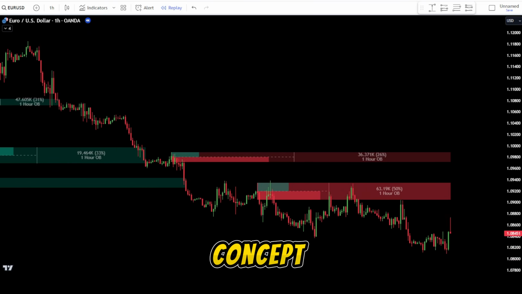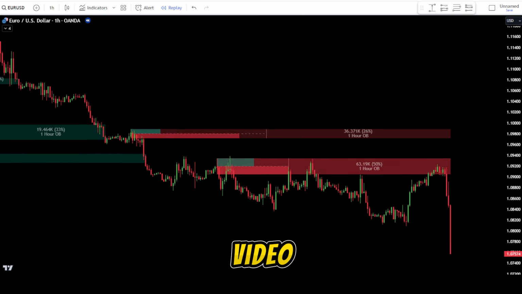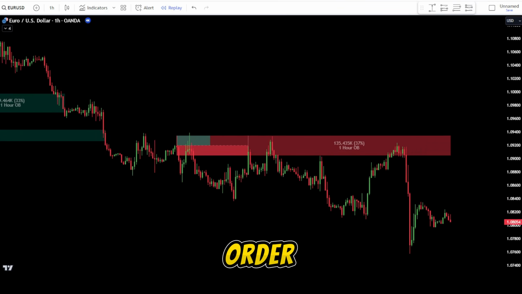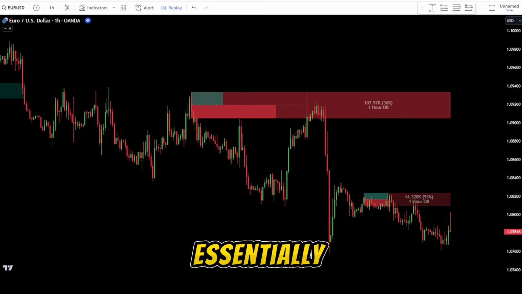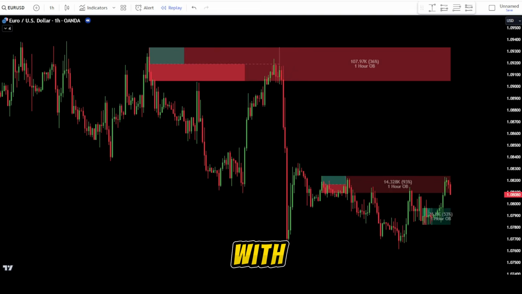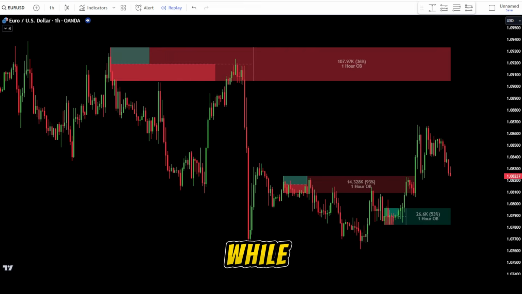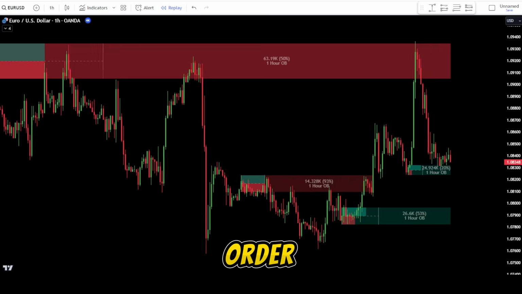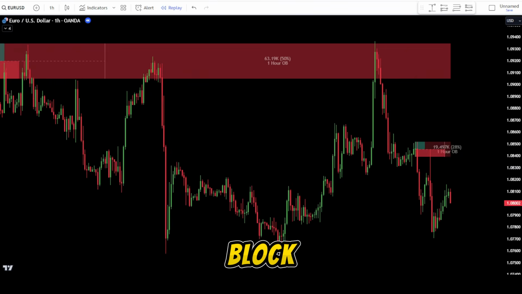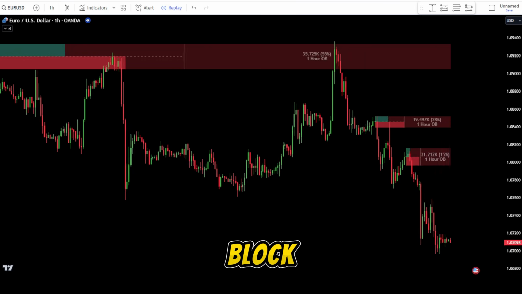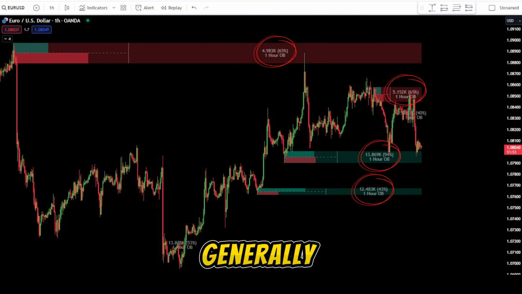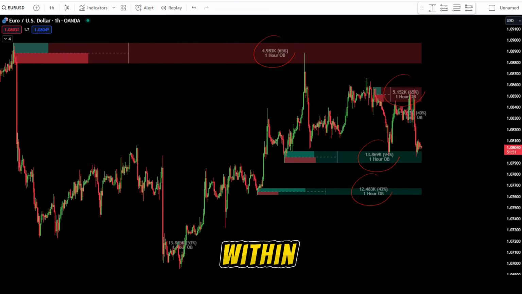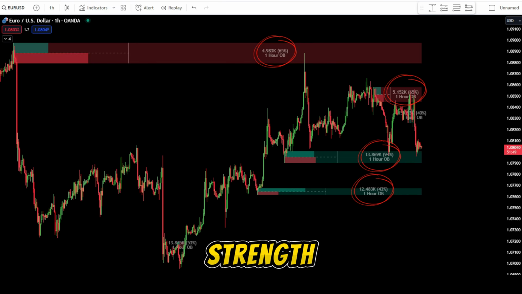The smart money concept trading strategy discussed in this video involves utilizing volumetric order blocks and price action. Volumetric order blocks are essentially similar to regular order blocks, with only a few minor distinctions. While a typical order block displays only the order block, a volumetric order block provides information about both the order block area and the order block volume simultaneously. Generally, the percentage figure of the volume within the volumetric order block indicates the strength of the volume during the formation of the order block.